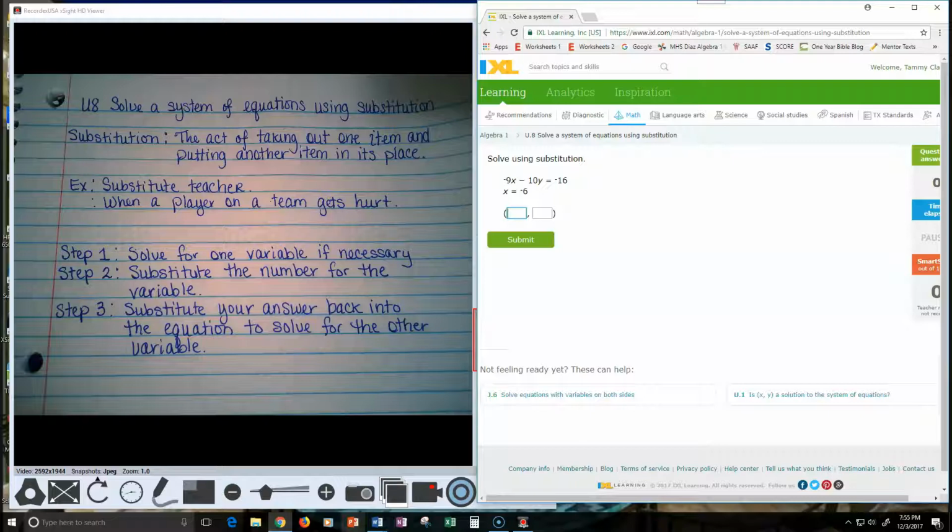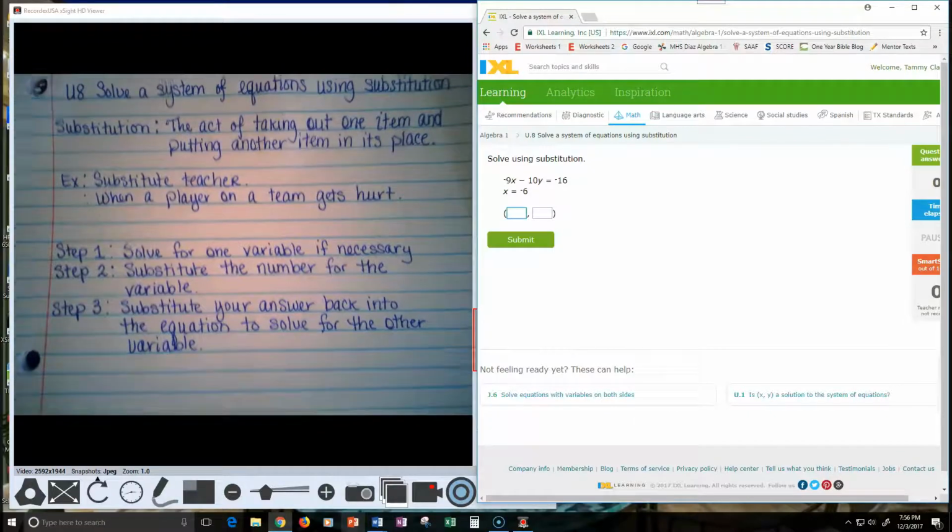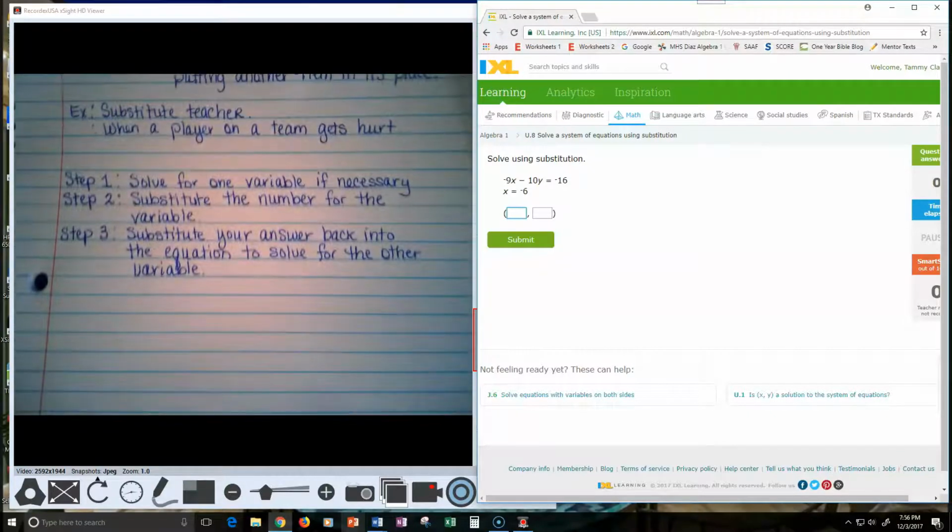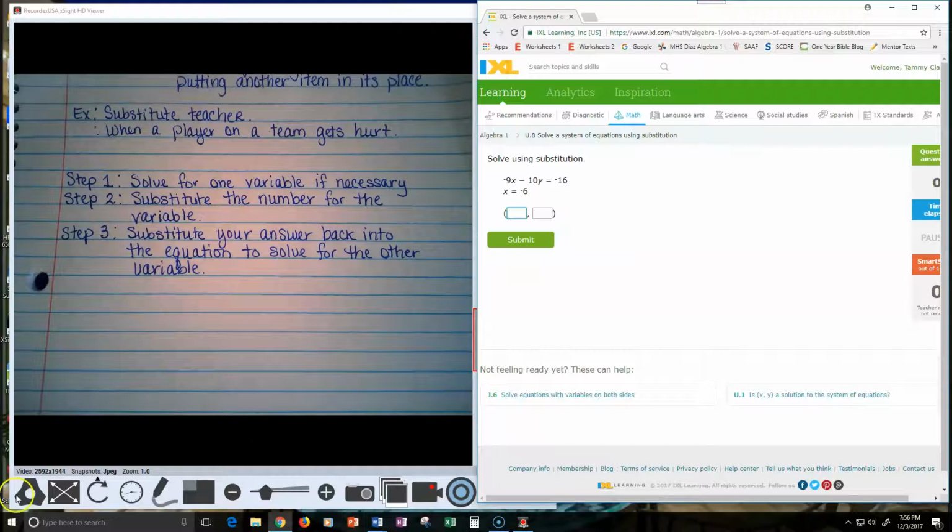And then once you get that done, and you found your answer, you're going to substitute your answer back into the equation and solve for the other variable. Now, I know that was a bit wordy, and it'll make more sense, I promise, when you see it. So let's go ahead and look at question number 1.